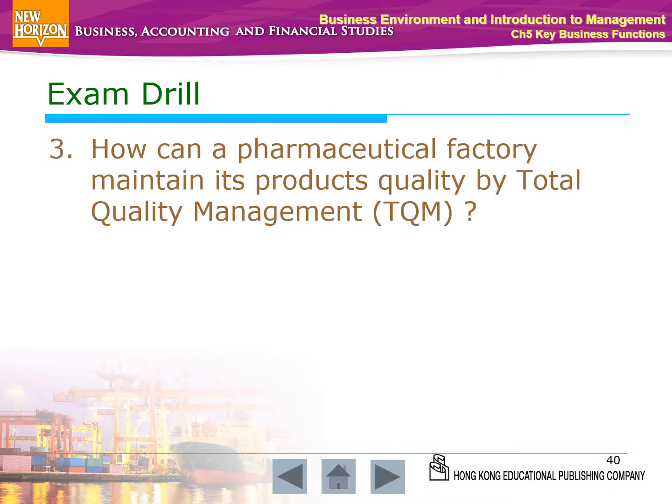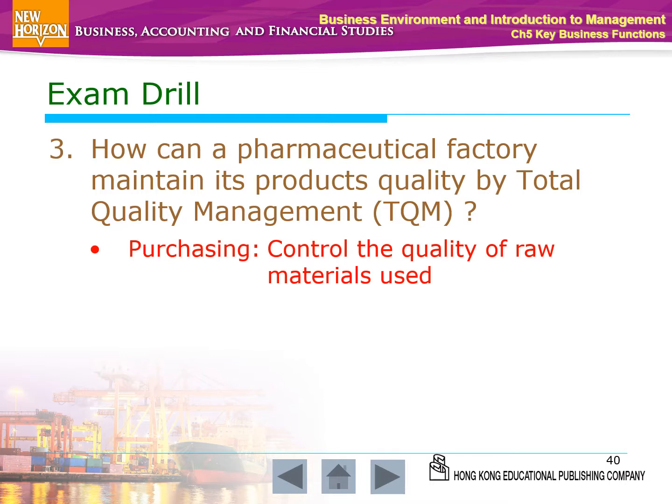Another question, how can a pharmaceutical factory maintain its products quality by total quality management, TQM? Okay, it is a kind of management which ensures the products can be made or produced with good quality. First of all, if you are the operations manager of the pharmaceutical factory, you should make sure the raw materials to be used to produce the medicine should be of good quality.